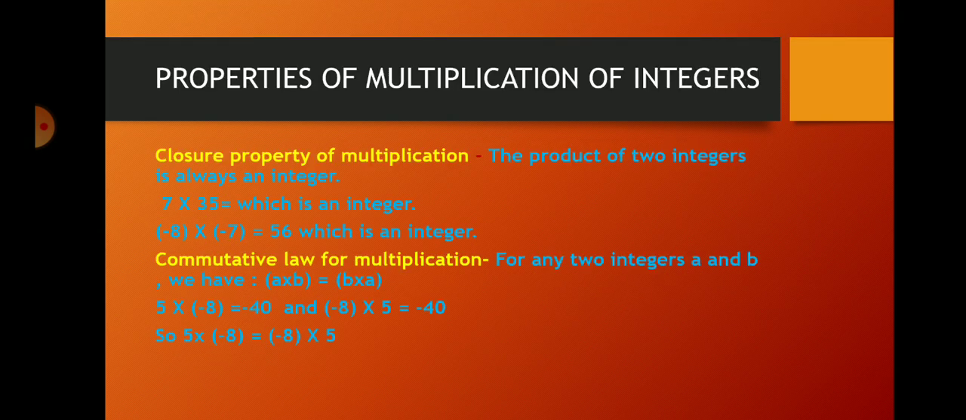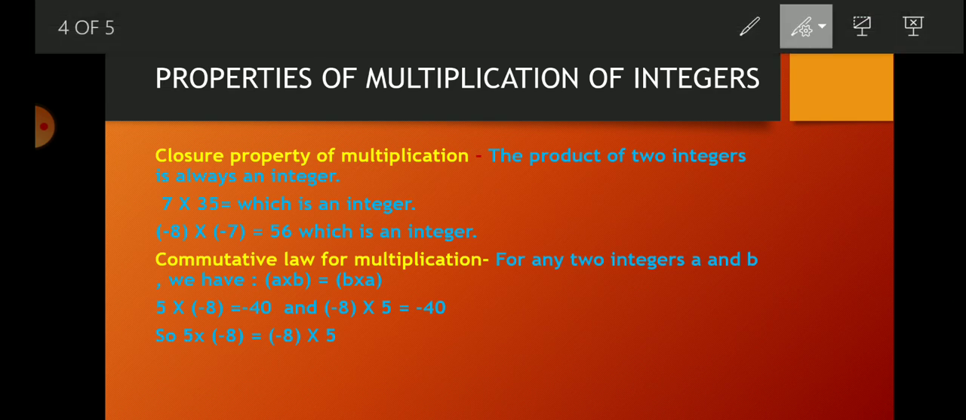Now, properties of multiplication of integers. First of all, we will see closure property. The product of two integers is always an integer. It means if we multiply two integers, you all know what are integers? All negative numbers, 0 and positive numbers. These whole numbers are known as integers.